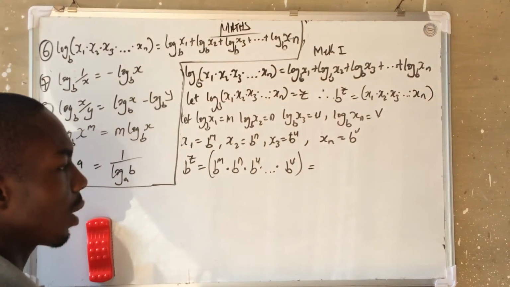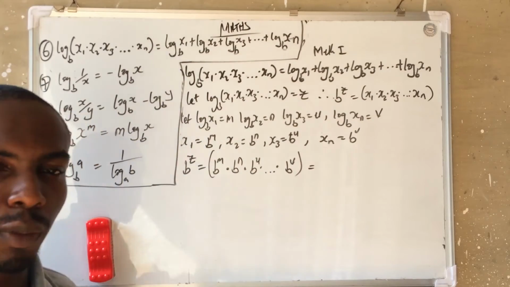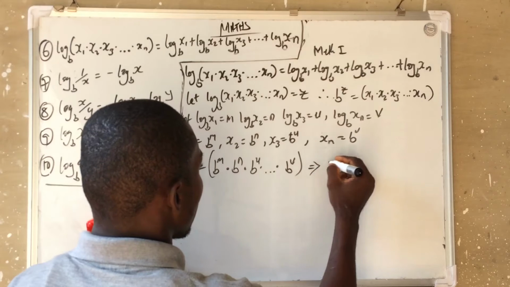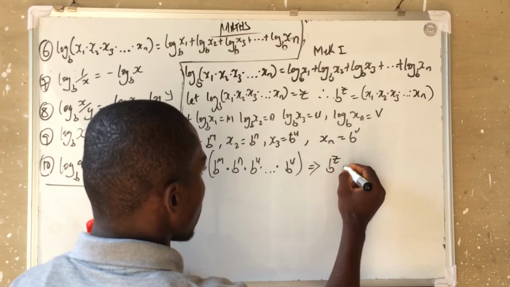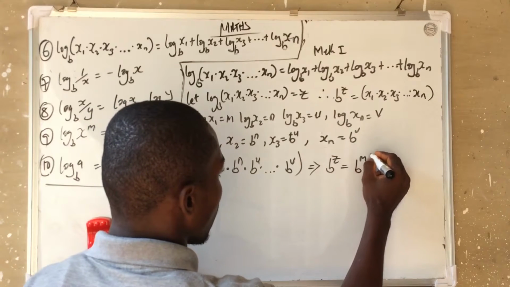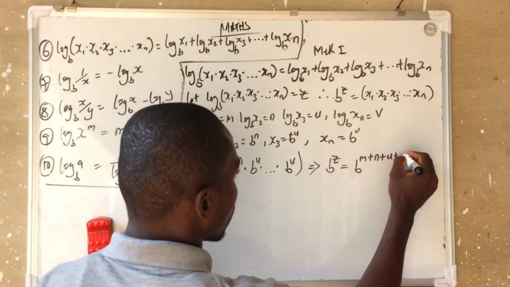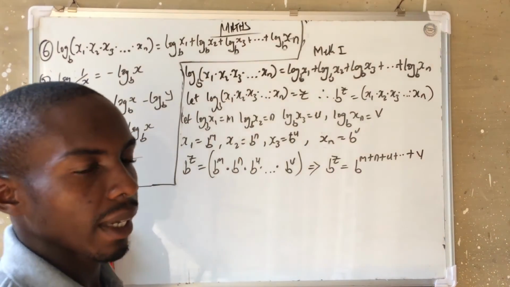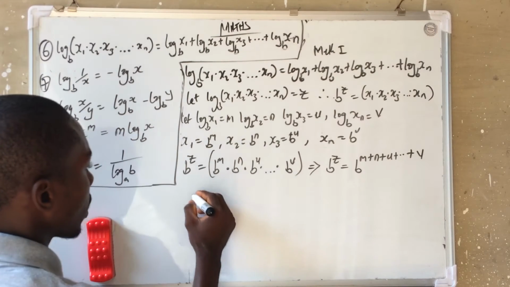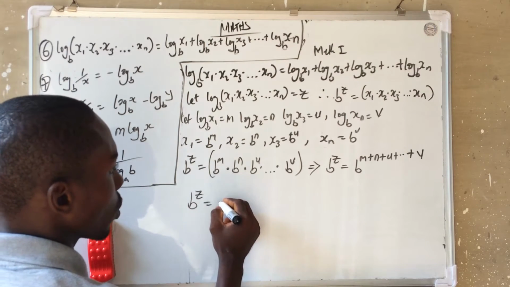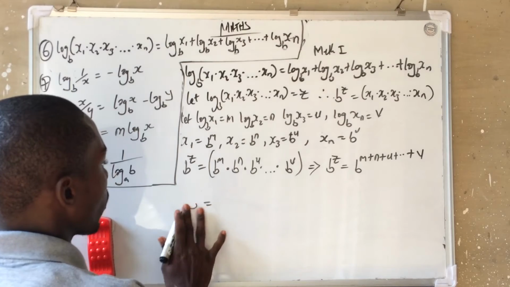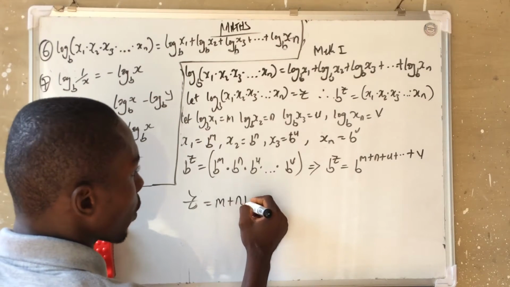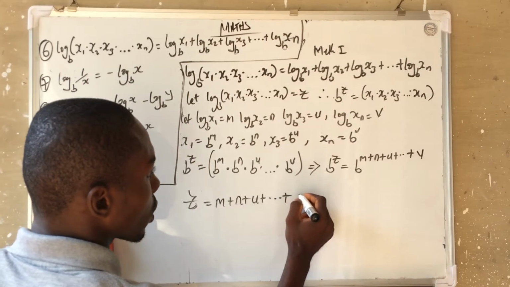Now remember in indices, when they have the same base but different powers, you can add the powers. So that means b raised to the power z is now equal to b raised to the power m plus n plus u plus ... plus v. Since they are of the same base again, I can now equate the powers and have that z is equal to m plus n plus u plus ... plus v.